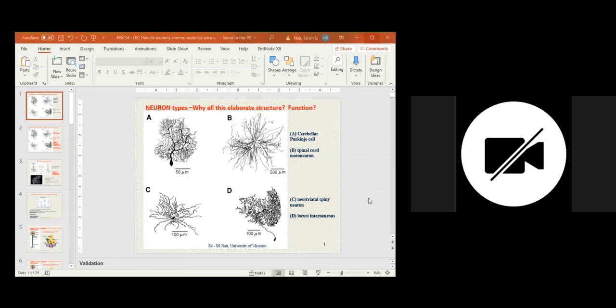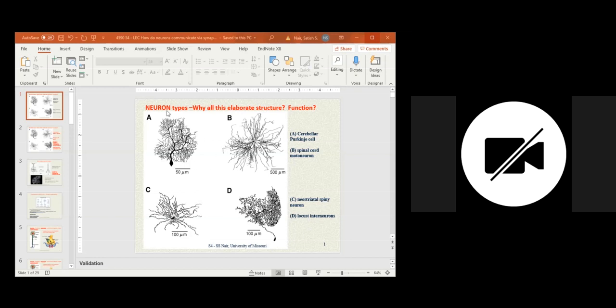So this slide shows you different types of neurons with their dendrites. You'll notice, why do neurons have such an elaborate structure of dendrites? So these are dendrites, by the way. This is a cerebellar Purkinje cell. This is a spinal cord motor neuron. This is a neostriatal spiny neuron. And this is a locust interneuron. This is from the insect, locust.